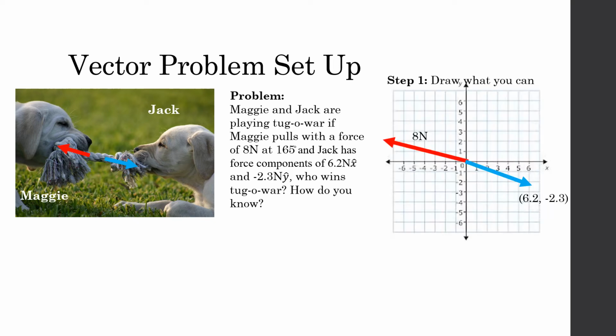So first things first, I cannot stress enough how helpful it is to have drawings for these problems. So draw what you can. It's a little bit harder when you're given magnitude and direction to do a drawing, but just estimate as best as you can. You can see I tried to draw an 8 newton long arrow here at approximately 165 degrees. Then for Jack, which you have the components for, that's a lot easier. So I can look and see just a little bit past 6, so 6.2, and then about a third of the way down past 2. And I just put a little dot there, and then I draw my arrow to meet it.